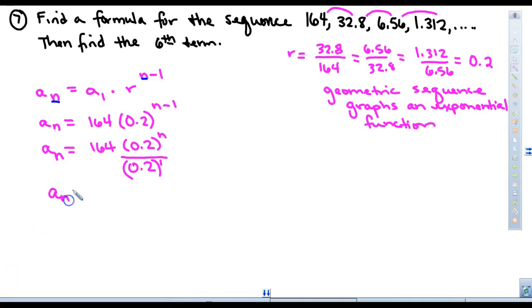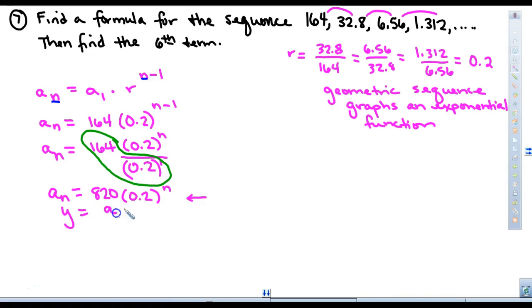Okay? So when I divide this out, the 0.2 to the n is going to stay in the problem, but I'm going to divide out 164 divided by 0.2. And when you divide those out, you get 820, and then I'm going to multiply that by the 0.2 raised to the n. And that's what gives me an exponential function, because now this is in the form of y is equal to a times b raised to the x, which is exactly what an exponential function looks like.